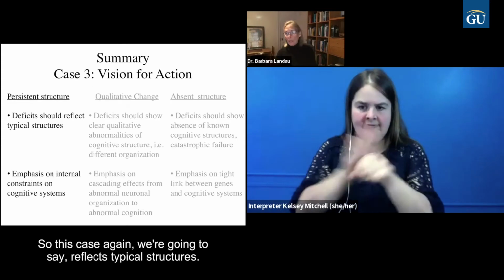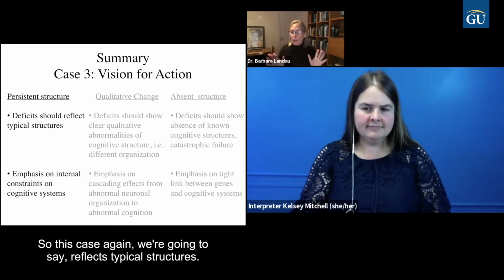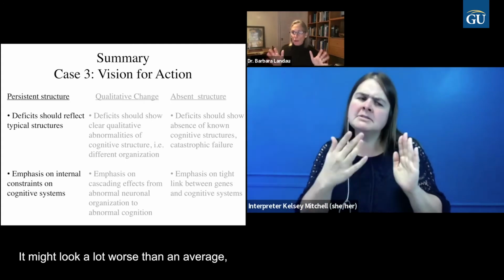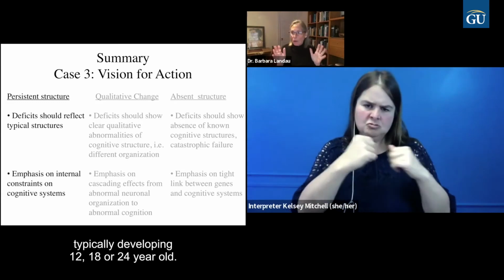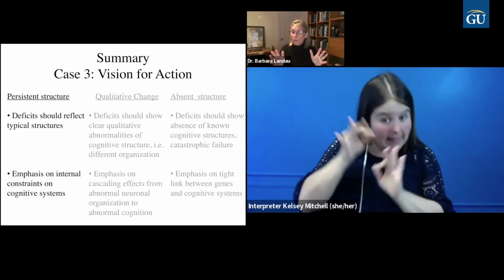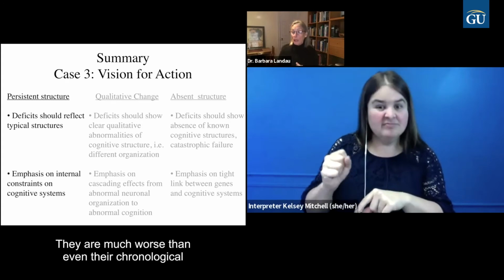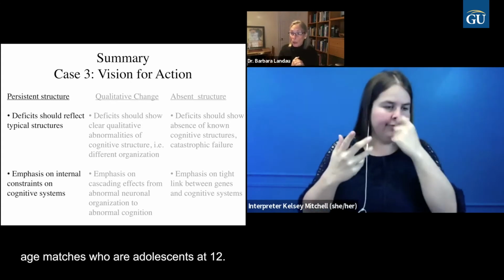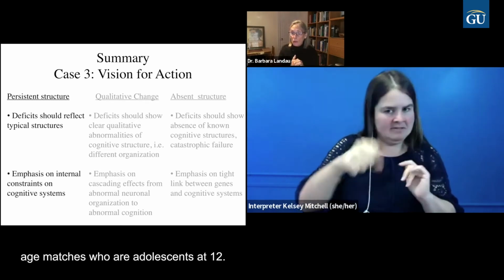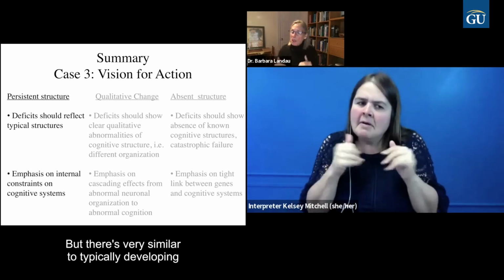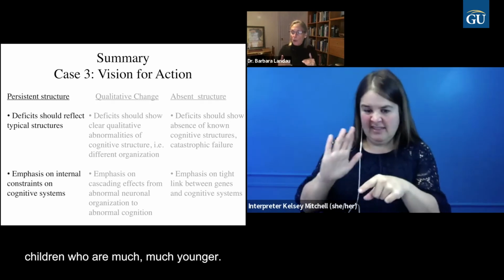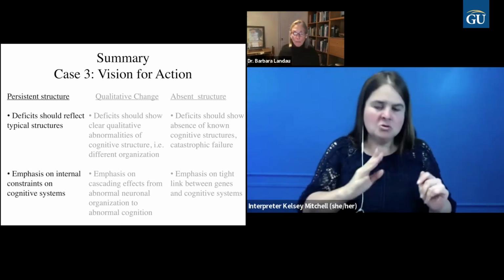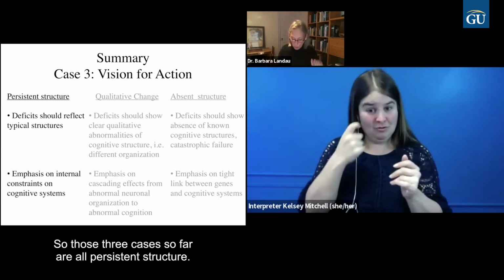So this case, again, we're going to say reflects typical structures. There's persistent structure there. It might look a lot worse than an average, typically developing 12, 18, or 24-year-old. They are much worse than even their chronological age matches who are adolescents at 12. But they're very similar to typically developing children who are much, much younger. So that's going to be persistent structure again. So those 3 cases so far are all persistent structure.